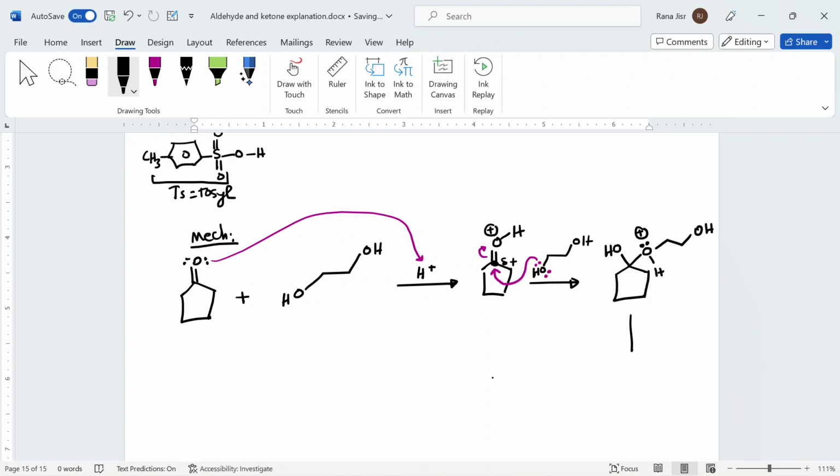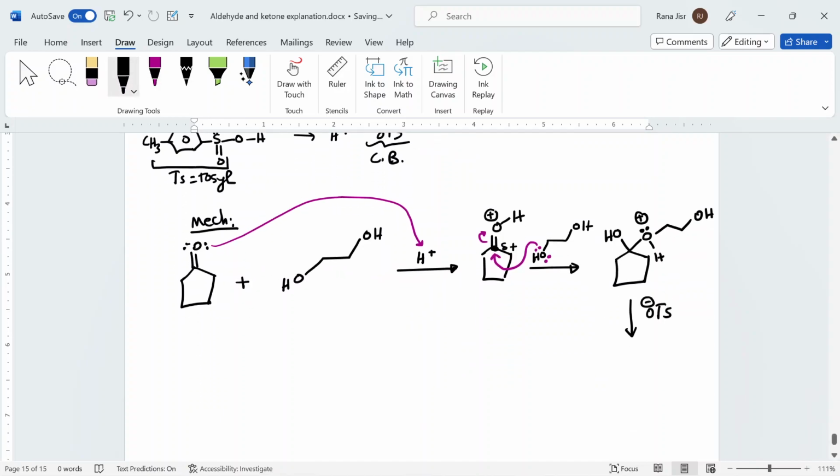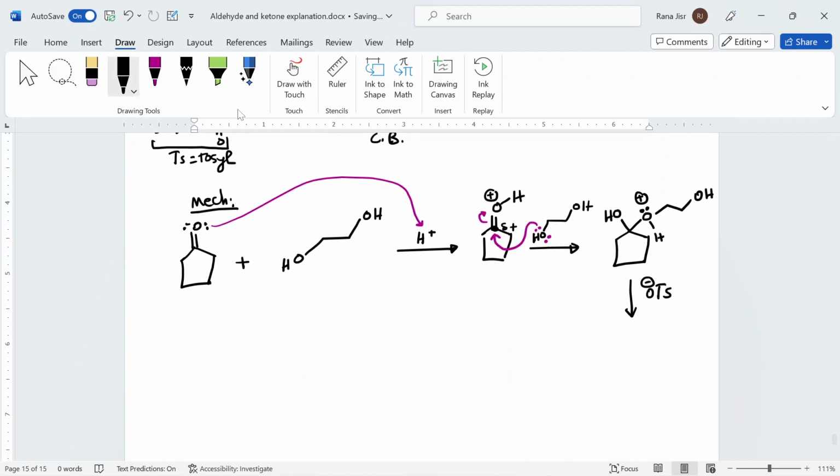So I'm going to go ahead and use the OTs negative. This is the conjugate base in there because the para-toluene sulfonic acid dissociates into an H plus and the OTs minus. So that is going to be the conjugate base in the solution. And that conjugate base can come and attack the hydrogen.